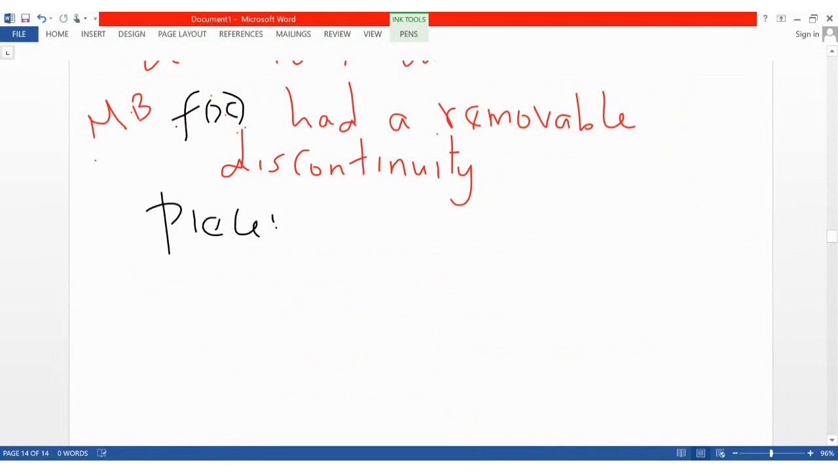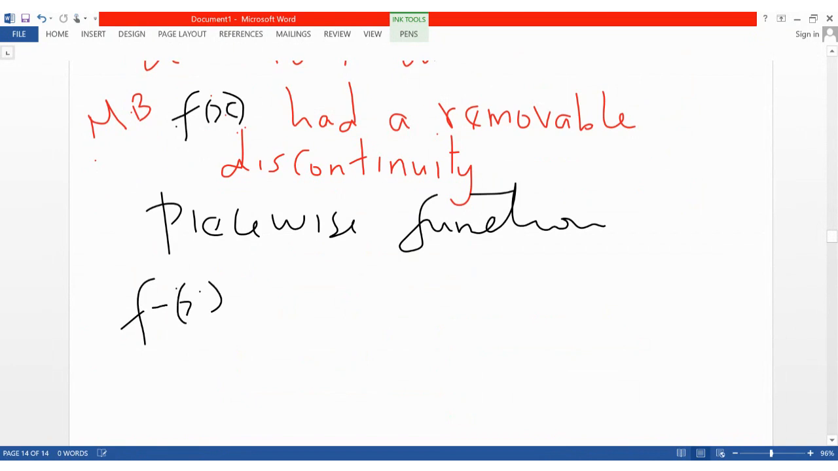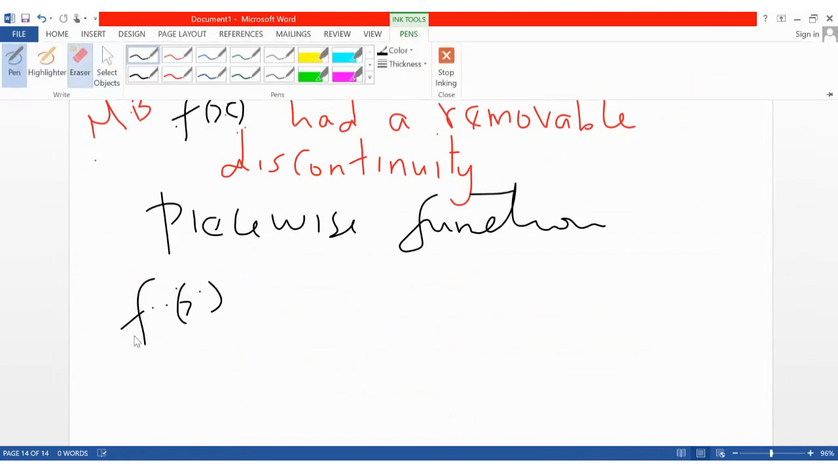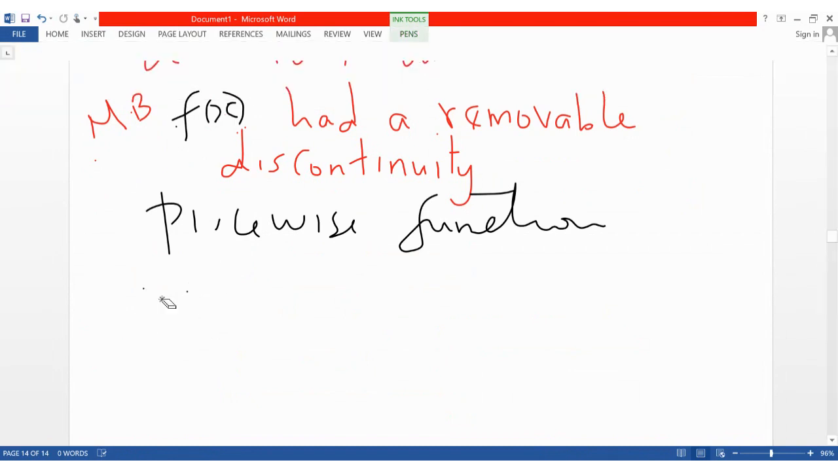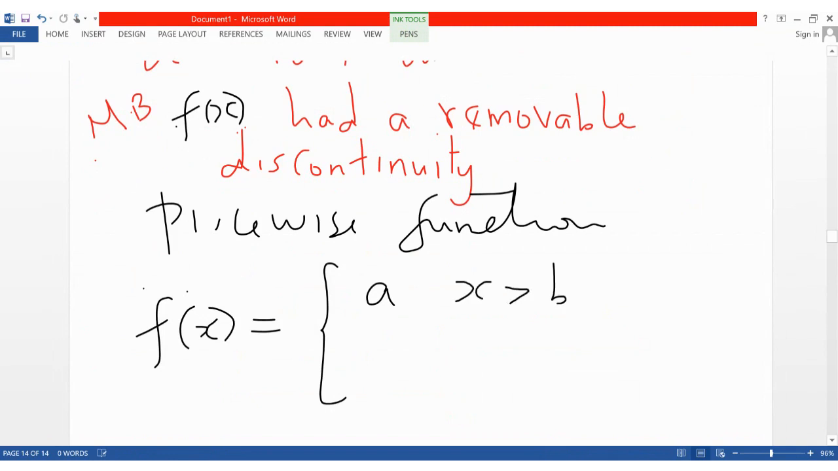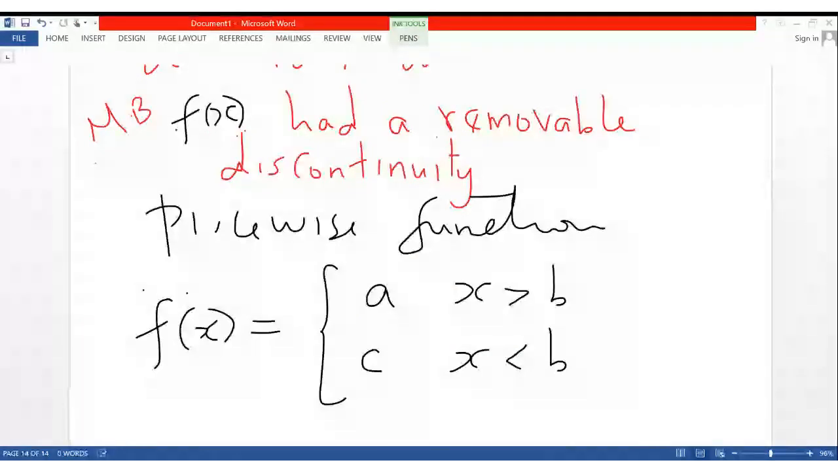Piecewise function. So we have a piecewise function, let's say f of x, like this one. F of x equals a when x is greater than, let's say, b, and c if x is less than b. So this one is called a piecewise function. Basically, it's giving two values of f of x at two particular points.